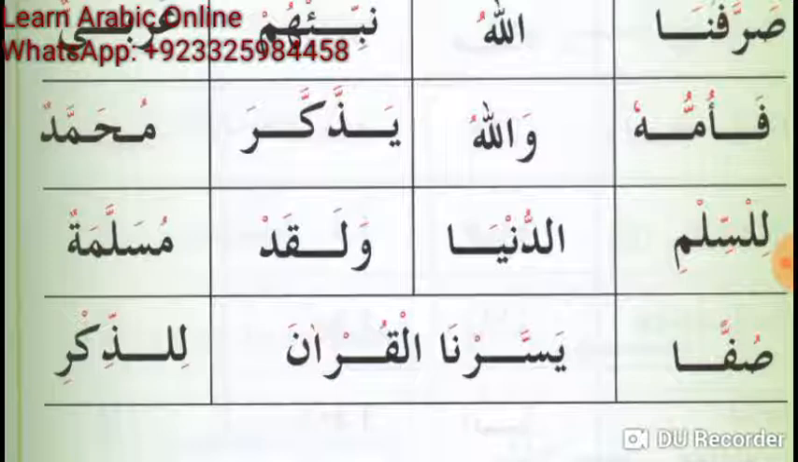Spell this line. Okay. Sin with shadda, fatha, ra sakin: Yassar. Noon fatha alif: Na. Alif, lam sakin, kaf dhamma, ra sakin: Al-Kur. Alif fatha, noon fatha: Ana.